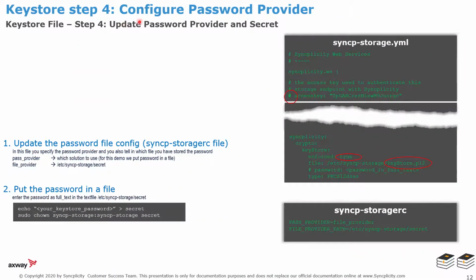Step 4 is actually a continuation of step 3, where we configure the password provider. We already configured the YAML file. Now we need to update the password provider, which is the syncp-storage rc file. In that file, we will change the path provider into file provider and we specify the path to our secret file. Then we will use the echo command to echo our password into the secret file, and we're going to make sure that syncp-storage owns that secret file.